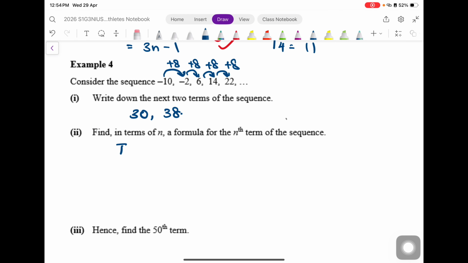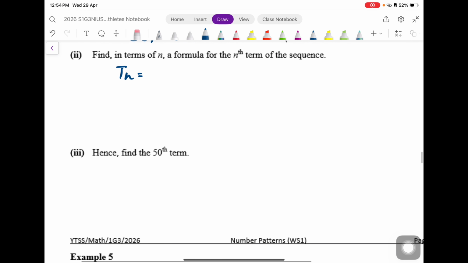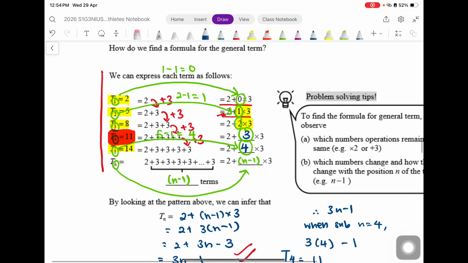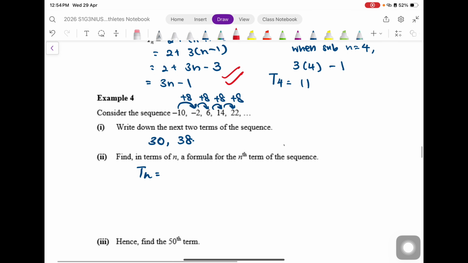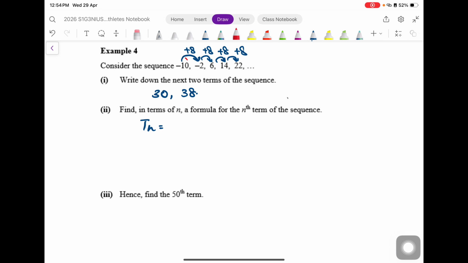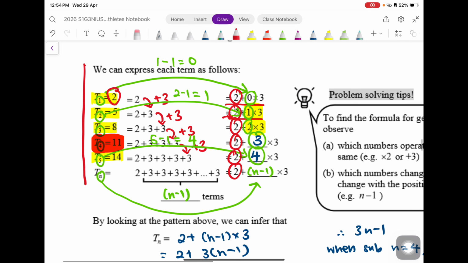Okay, so over here, find the nth term of a sequence again. For this part here, let's see. Previously I have the 2 here, and the 2 is always at the start. So I can infer here that my first term will be the first number here, minus 10. Then plus what? Plus how many times of 3? Now where did this 3 come from? This 3 comes from the difference from one number to another. So this must be a plus 3.